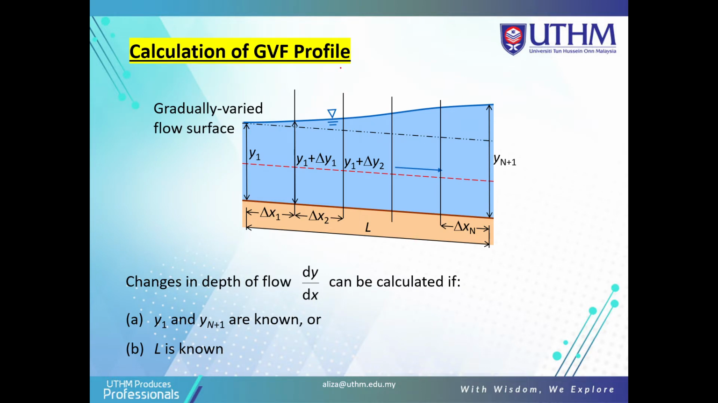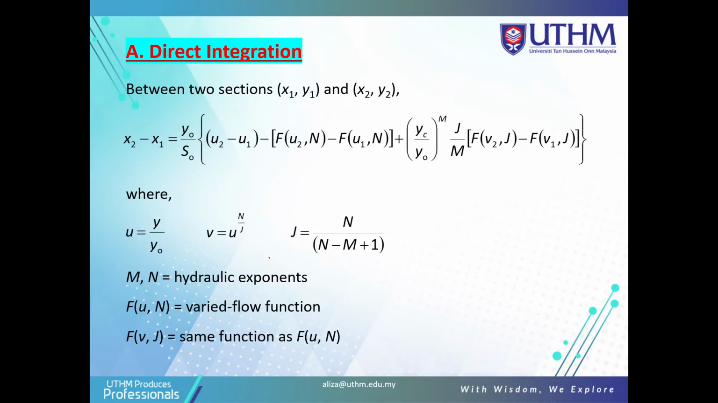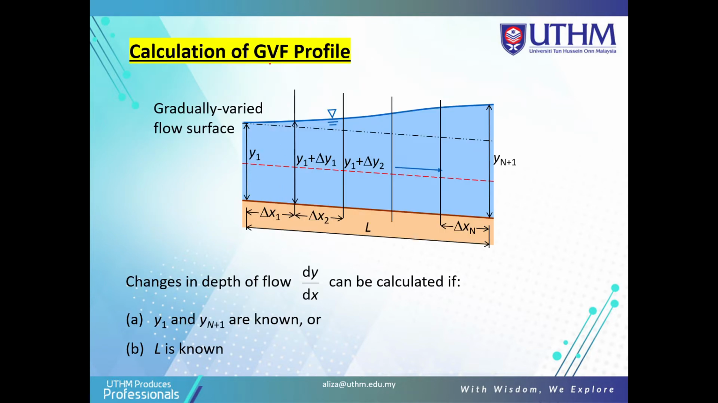So we use the first one here, direct integration. Actually, to get the GVF profile is based on Y1, Y1 plus delta Y1, Y1 plus delta Y2 and so on. You must find delta X1, X2 until Xn to get the L, and the change in depth of flow, dy/dx, can be calculated if Y1 and Yn plus 1 are known, or L is known.